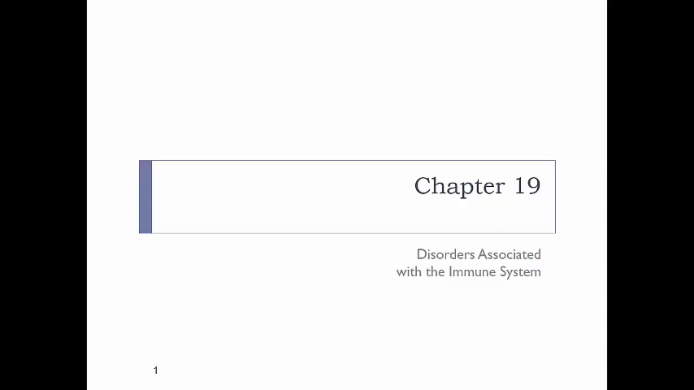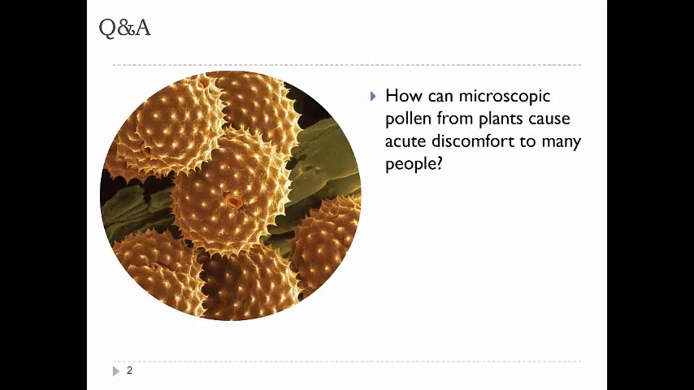Hello, this is Dr. Bates, and we're going to be talking about Chapter 19, Disorders Associated with the Immune System. In this chapter, we're going to talk about the concepts of how your immune system can respond to incorrect antigens.